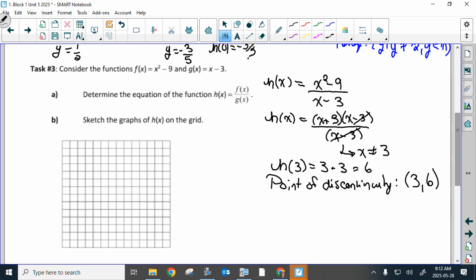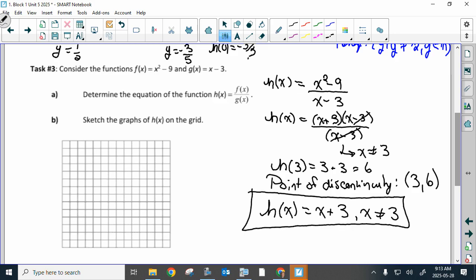When you're determining your final equation for h of x, which is the quotient, you would say this: h of x is equal to x plus 3, comma, x can't equal 3. Like, this is a singular statement about your resulting h of x. You actually have to perform the quotient, you actually have to do the division, but your graph has to include that point of discontinuity. And this is supposed to say graph singular, not plural.